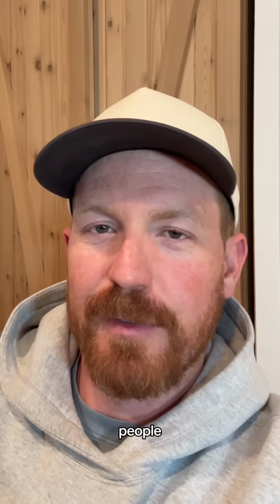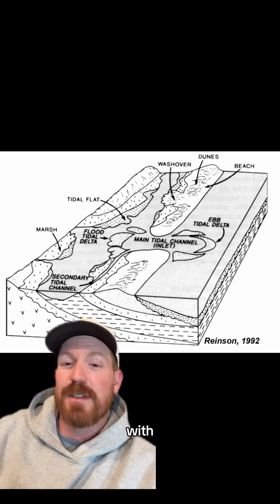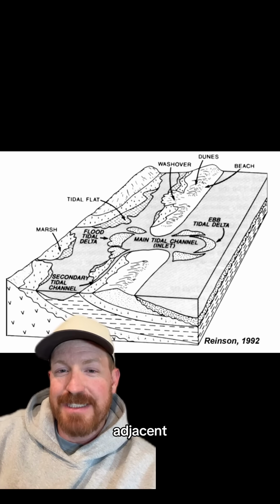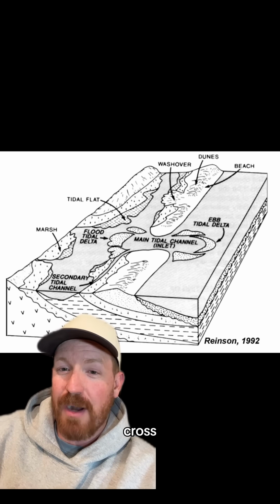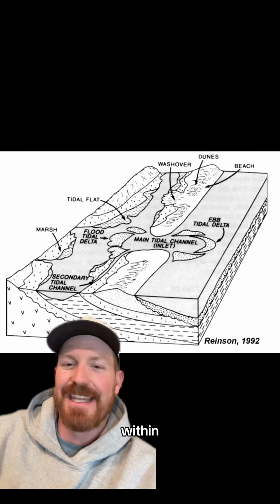These barrier islands form chains with tidal channels that separate adjacent islands, and tidal currents pass through these channels to deposit cross-bedded tidal deltas within the lagoon.